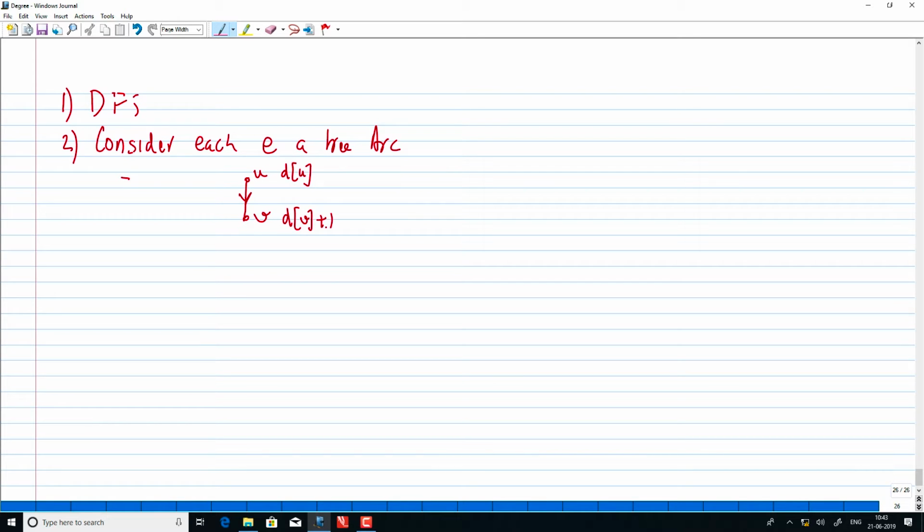So how would I do this? Step one, do a DFS. Two, consider each edge that is a tree arc, and then I am going to maintain some statistic. Let us see what the statistic is going to be. So let us say this is the tree arc. Now I make one small observation. This is a bridge if and only if there is no back arc.